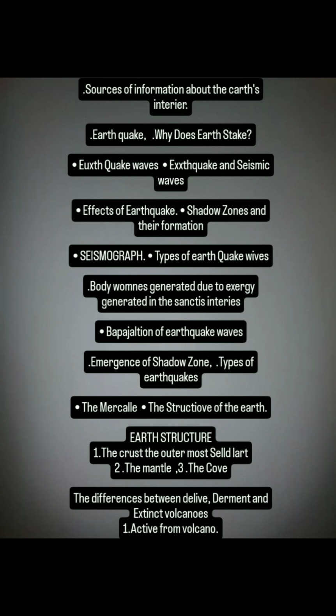Emergence of shadow zone. Where earthquake waves are not reported, such zones are called earthquake shadow zones. It is observed that seismographs located beyond 103 degrees from the epicenter do not record the earthquakes. Seismographs located beyond 142 degrees again record P waves only. The entire zone beyond 142 degrees does not receive S waves. The shadow zone of S waves is much larger than that of P waves. It is equal to 40% of the Earth's surface.